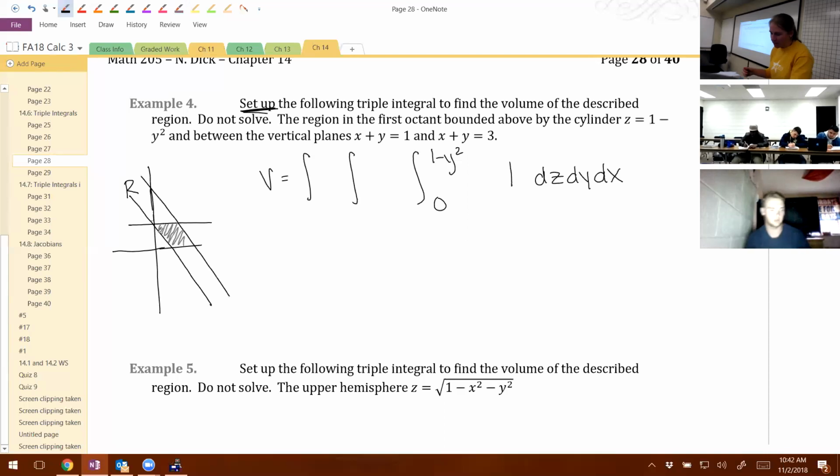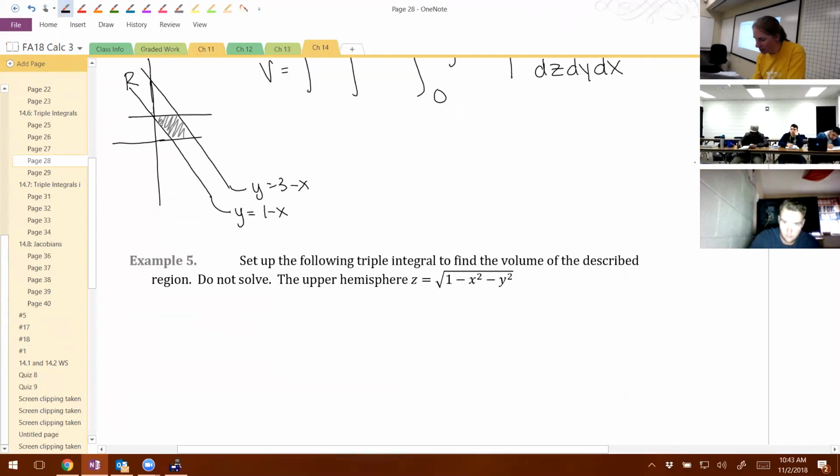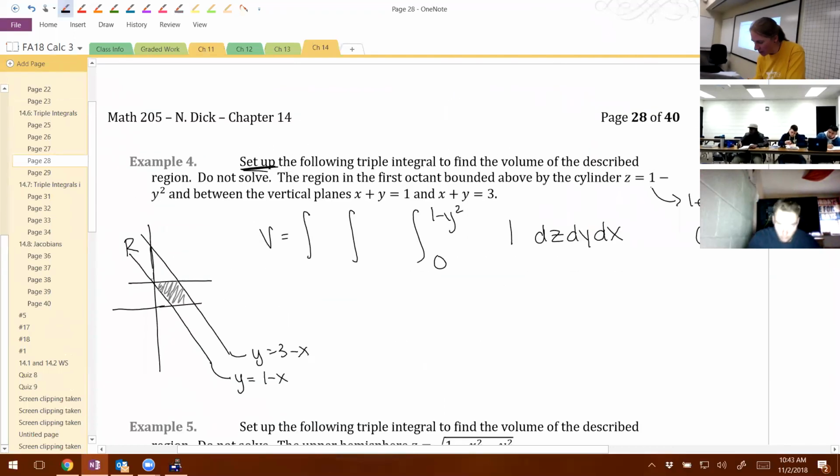Some of these are relatively easy to get the equations of. If we think about x plus y equals 1, we can easily solve that for y and get y equals 1 minus x. Similarly, the second one results in y equals 3 minus x. That's responsible for these lines. I hope that's easy to see here. As for our surface, what we really care about is where this cylindrical surface intersects the xy plane. So if we let z equal 0, that's another way we can see what shape this makes. We would have 0 equals 1 minus y squared, or y squared equals 1.